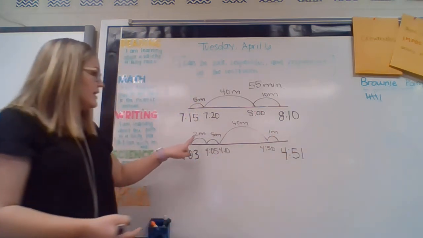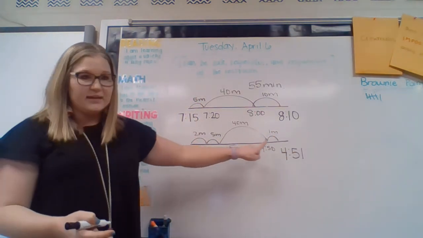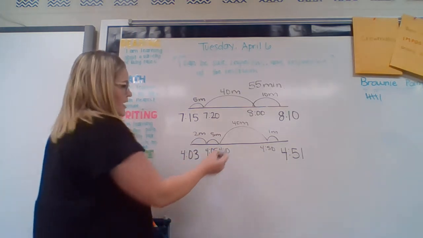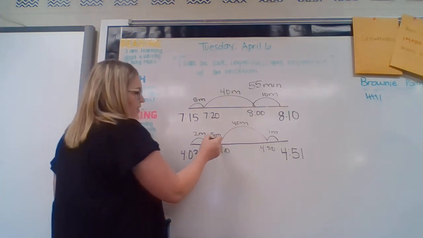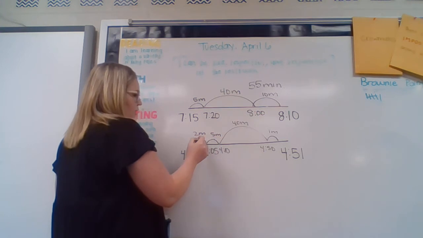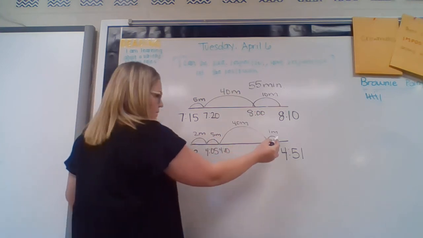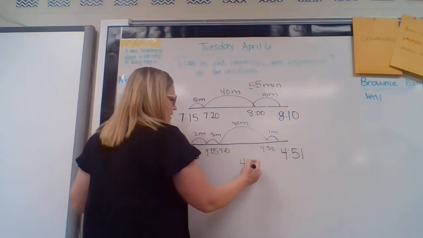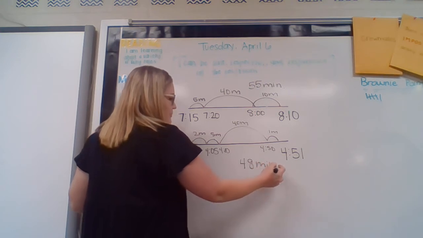4:51. So here I can add all of these up. I have 40 minutes plus 5 more would be 45, plus 2 more would be 47, plus 1 more would be 48. So this is our 48 minutes of elapsed time.